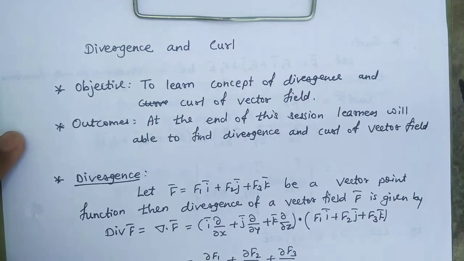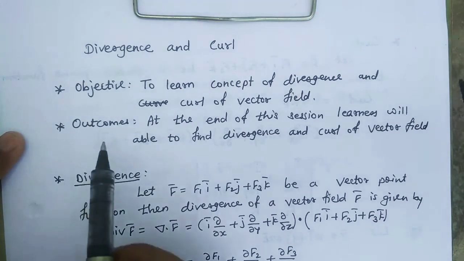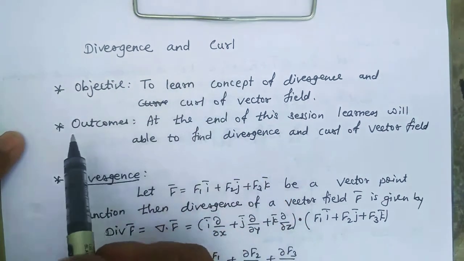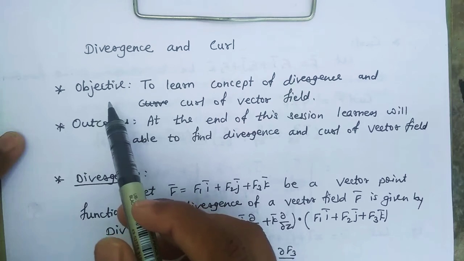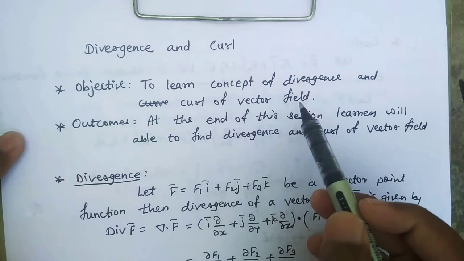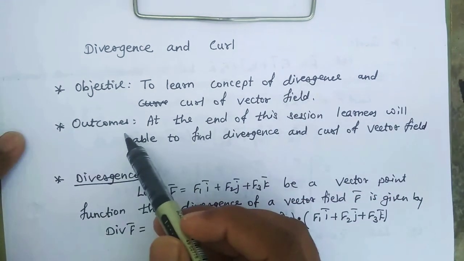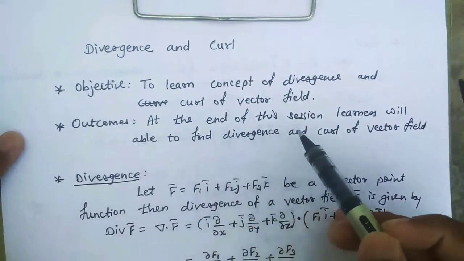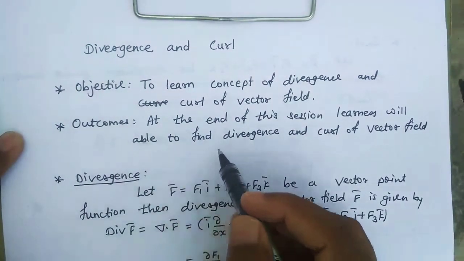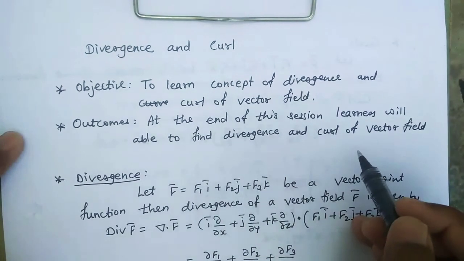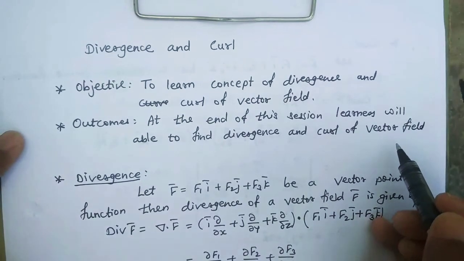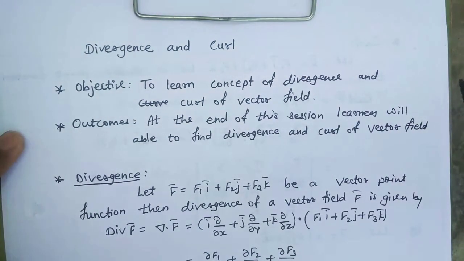Hello all. Today we are going to learn the concept of divergence and curl of a vector. Objective: to learn the concept of divergence and curl of a vector field. Outcomes: at the end of this session, learners will be able to find the divergence and curl of a vector field. So first of all, we see what is divergence.